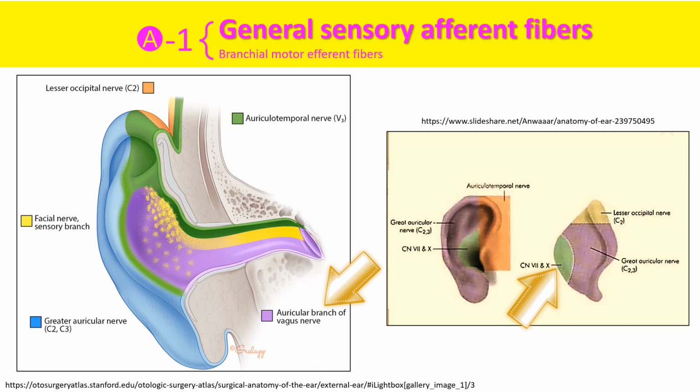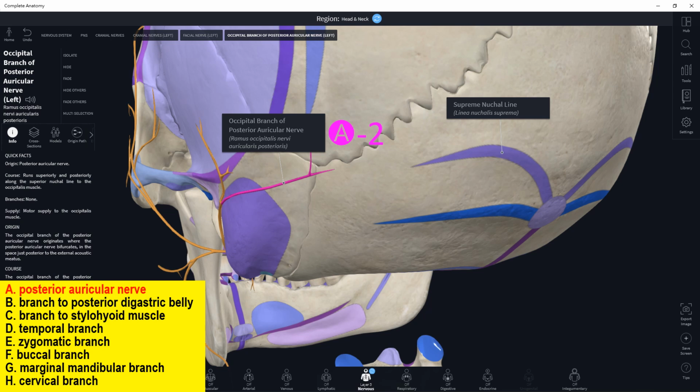This can be clearly observed from the purple area on the left side and the green area on the right side. A2 represents the occipital branch, which is clearly seen traveling posteriorly on the diagram. The key point is that it runs above the nuchal line. The muscle located on the side of the nuchal line is, of course, the occipitalis muscle, and therefore this nerve can innervate the occipitalis muscle.